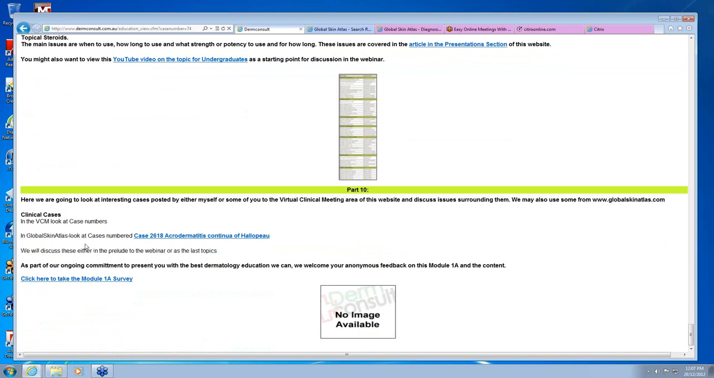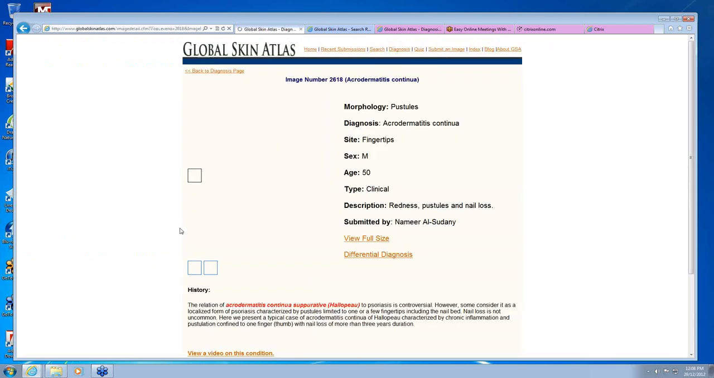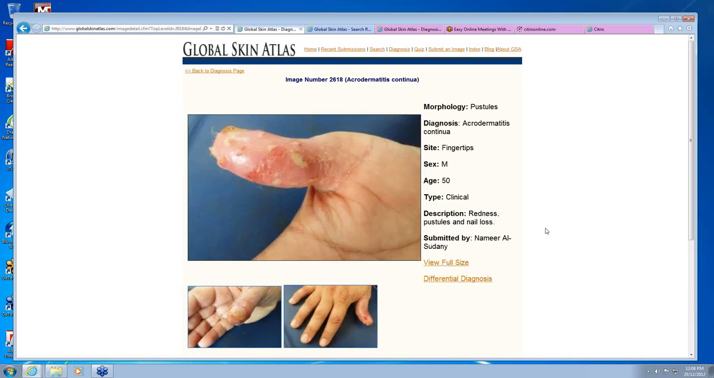And then lastly, clinical cases. We'll have a look at some. There's this case of acrodermatitis continua of Hallopeau. This is a form of localized pustular psoriasis that occurs acrally, and we'll certainly have a little look at that particular case. And if there are some other good cases put up in the virtual clinical meeting, we'll look at those. So just having a quick look at acrodermatitis of Hallopeau.